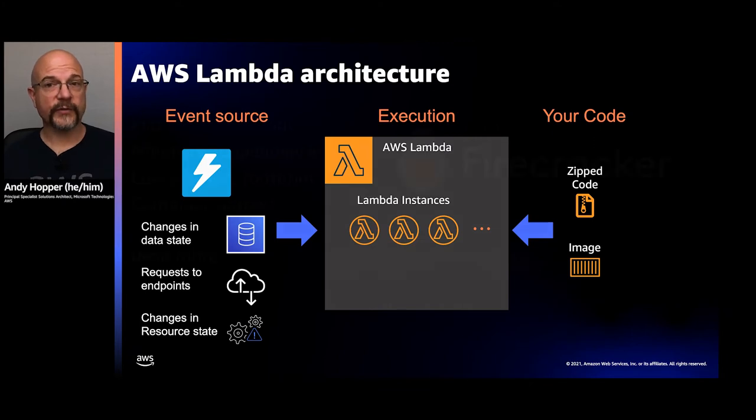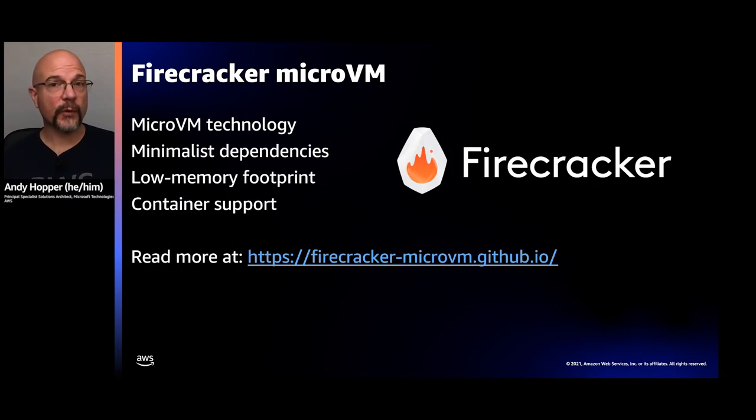Now, under the covers, what Lambda is actually doing with your code is deploying it to instances that are running on Firecracker VM. If you weren't already aware of this, this is a very high performance, very low memory footprint VM technology that AWS developed. We've actually open sourced it, and if you look at the bottom of the slide, you'll see a link to the GitHub repository that has this code. But at the end of the day, what we're trying to do with Firecracker is provide a very high performance, very high security, multi-tenant infrastructure for executing your code.